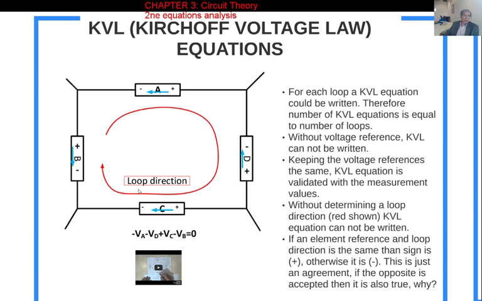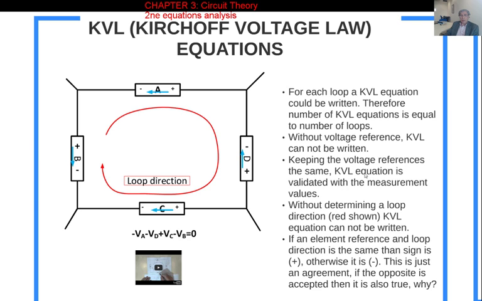Look at B: the loop direction and element direction are opposite, so the VB sign is minus. Look at A: the loop direction and element A direction are opposite to each other, then the VA sign is negative. And the last one, D: this loop direction and the D element direction are opposite to each other. That's why this is minus VD. So that is the Kirchhoff voltage law equation for this loop. You could watch this video to see it online.